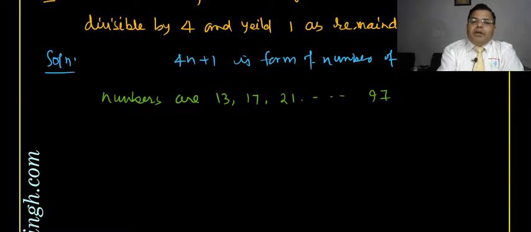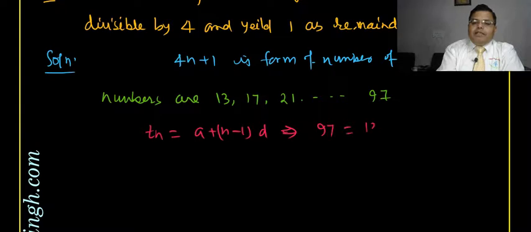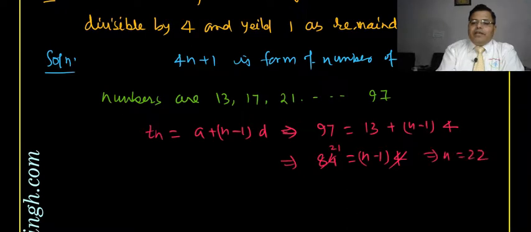But even if you are not able to do that directly, then you can use the formula tn is equal to a plus n minus 1 into d, and in this case you will write 97 is equal to 13 plus n minus 1 into 4. So 13 can come this side and it will be subtracted, so 84 is equal to n minus 1 into 4. 4 cancels, this is 21 times, so n is equal to 22. You can calculate like this also.